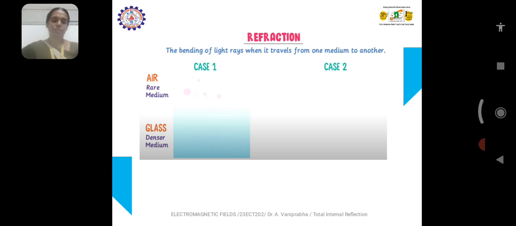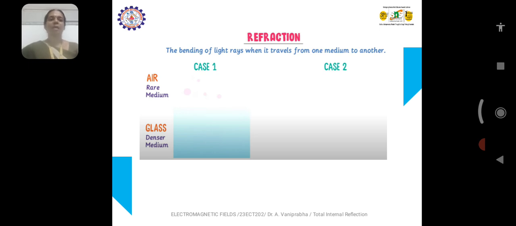What is refraction actually? It is nothing but the bending of light waves whenever a wave is incident at the interface. Whenever a wave is traveling from one medium to another medium, there occurs a bending of light rays. For example, we can consider two media here. One is air, another one is glass. We all know air is a rarer medium when compared with glass. Glass is a denser medium.